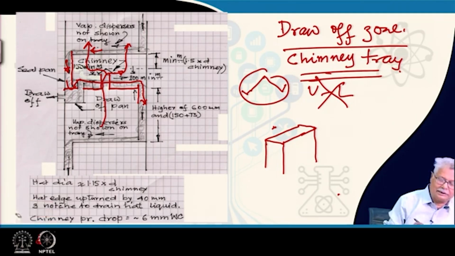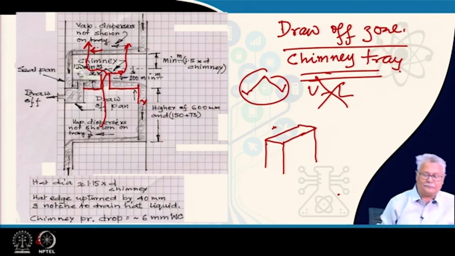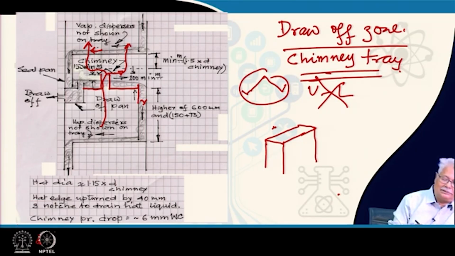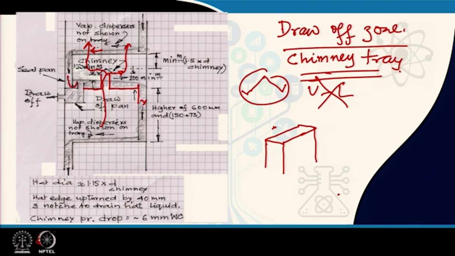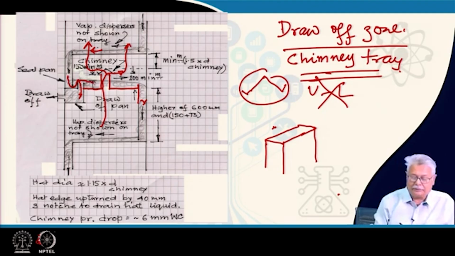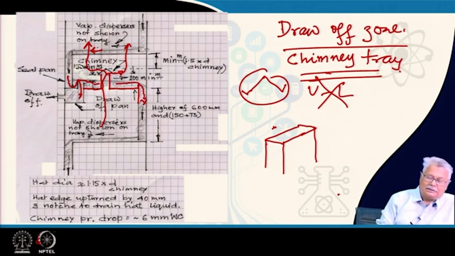I will just erase this portion of it, so that it becomes more clear. What you will find here is the liquid falls, the liquid moves like this, and here is a draw-off pan to which part of it falls, and then it goes this way. And when it goes, it comes here and goes to this. So, the draw-off is from here itself.